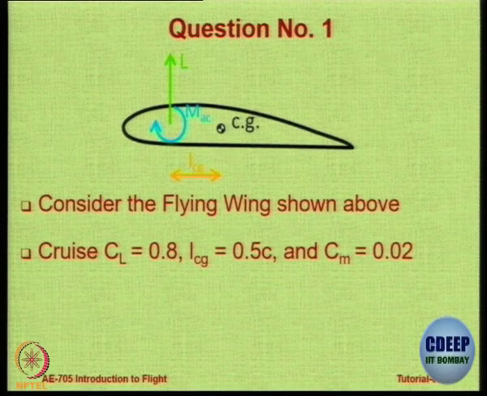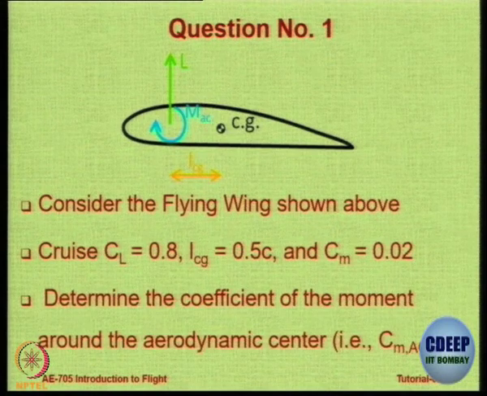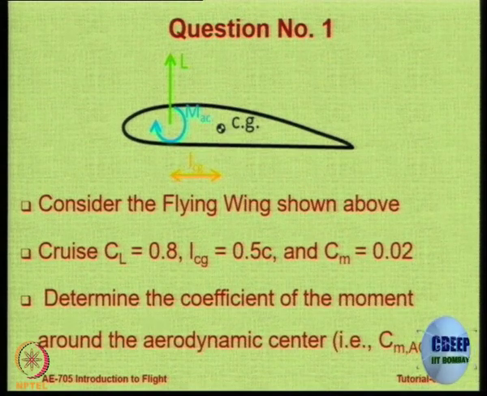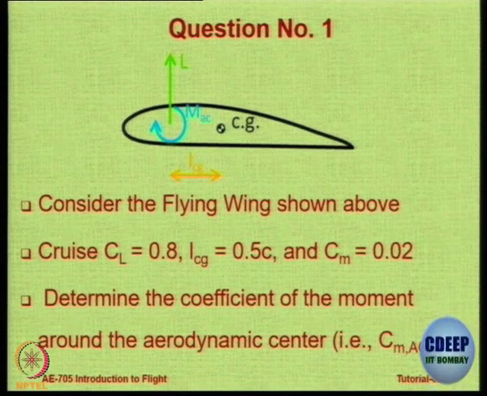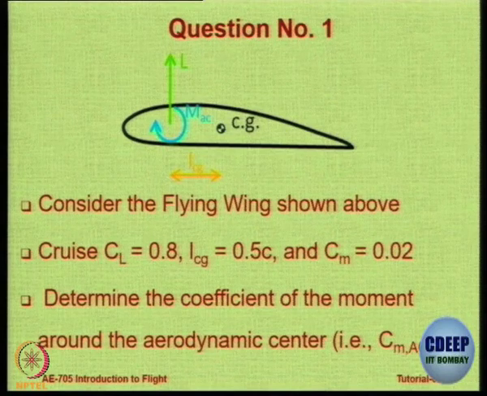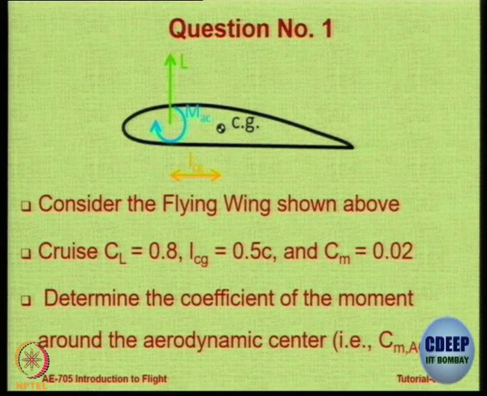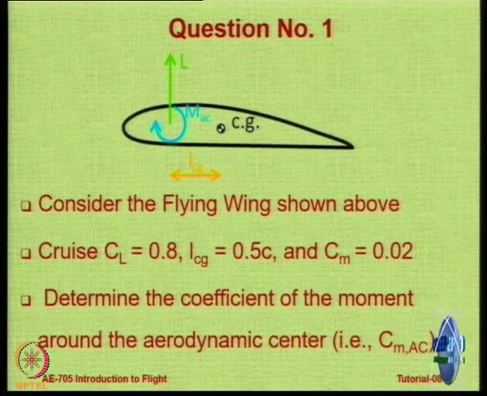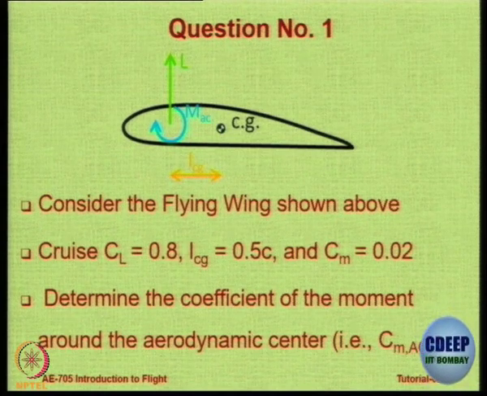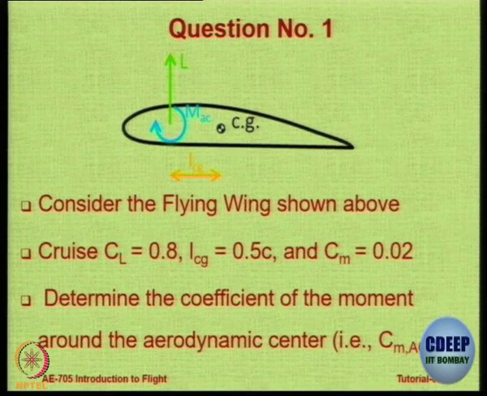If this is known, the question is, determine the coefficient of moment around the aerodynamic center, or we call it CMAC. Okay. So this is your first question. Very simple question, just by taking the moments about center of gravity, you can solve this question. So the net moment coefficient CM is 0.02, CL is 0.8, LCG is 0.5C. Find the location of CMAC.